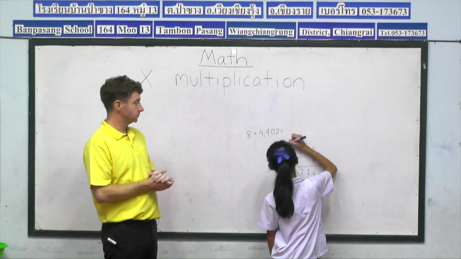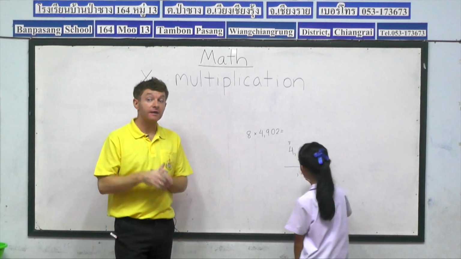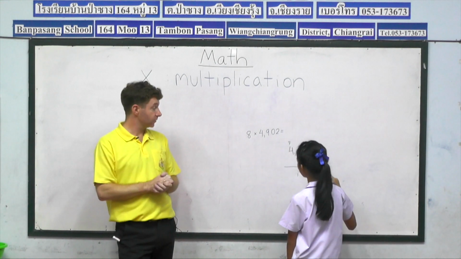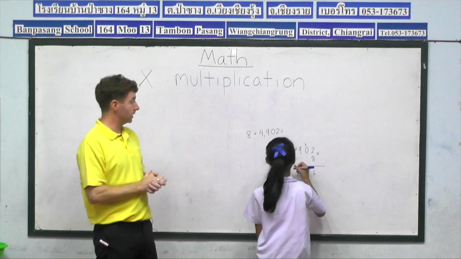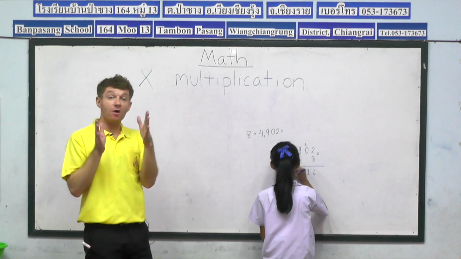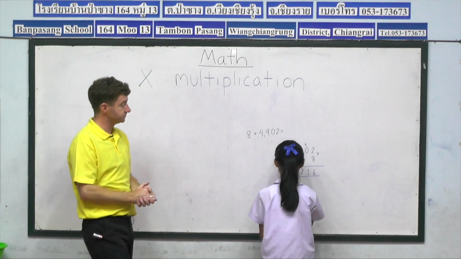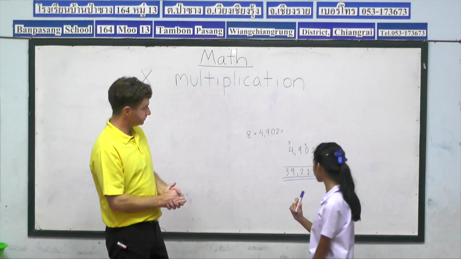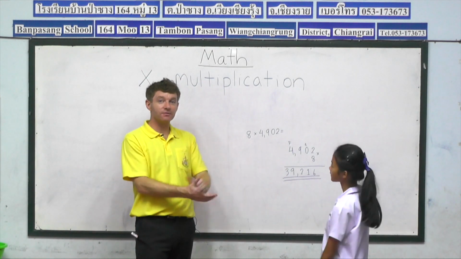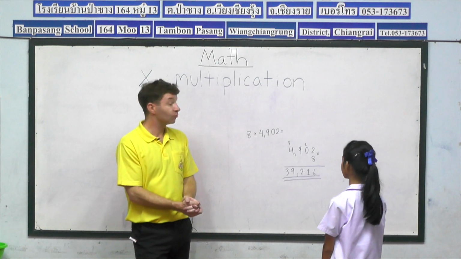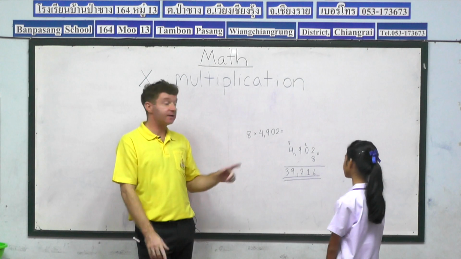8 times 4 equals 32. Plus 7, 39. And now we don't need to regroup. It's our final column, so we can just write 39 as our answer. Perfect. So our answer is 39,216.